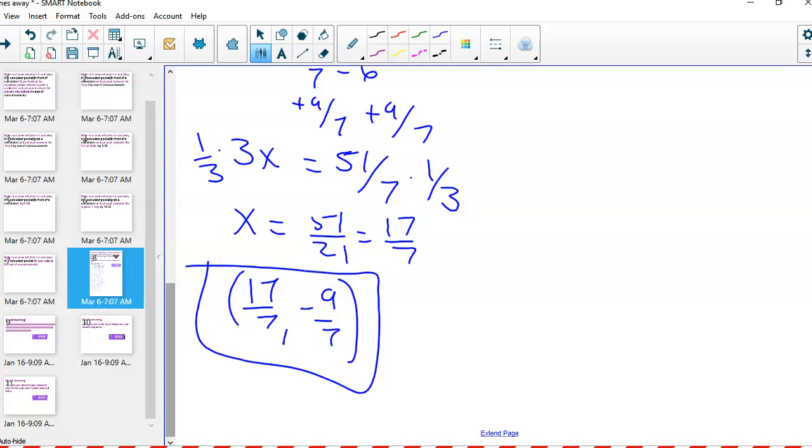So yes, this one had really weird decimals or fractions for answers. If you put decimals, that's fine, as long as you put them for both. Alright, questions on this? Make sure you have this answer written down and pass up your answer sheet.